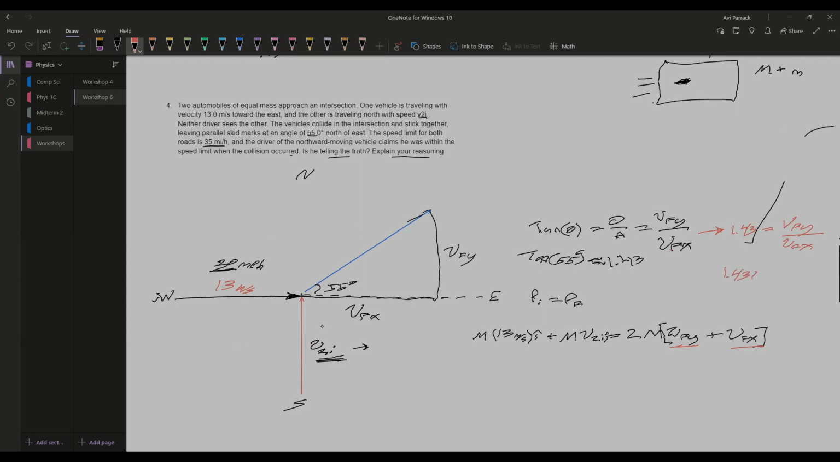We get 1.43 VFX is equal to VFY. So this tells us exactly, based on this 55-degree angle, how much more we are traveling in the y direction than the x direction. Well, the velocity is 1.43 times as much. We can plug that in here. And I think the answer is getting clearer, but we can solve this directly. I encourage you to do that.